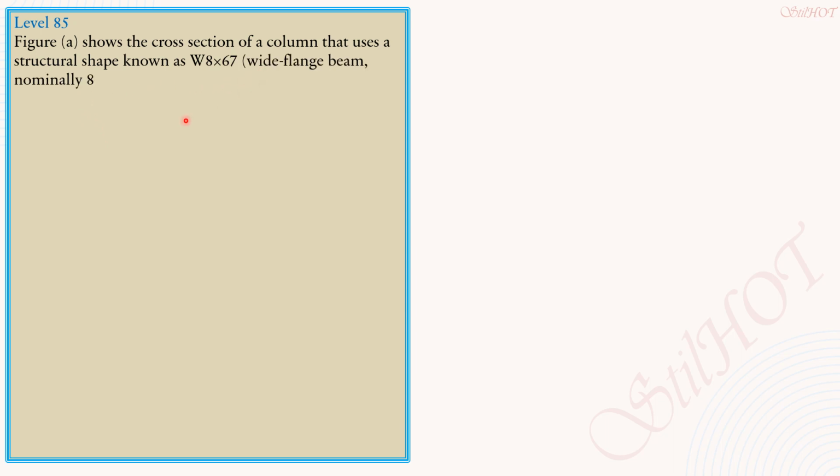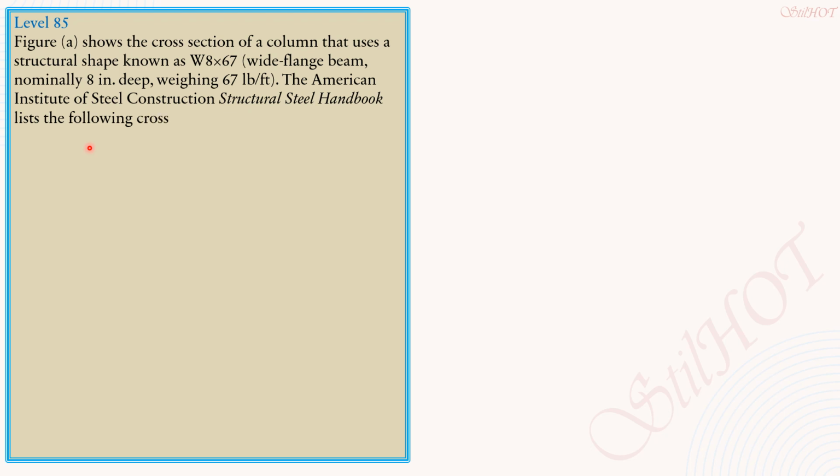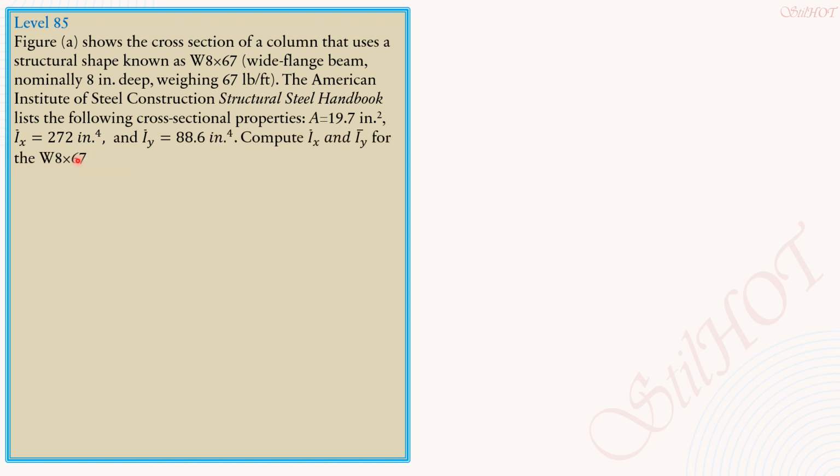Problem 85. Figure A shows the cross-section of a column that uses a structural shape known as W8 by 67, which is a wide flange beam nominally 8 inches deep, weighing 67 pounds. The American Institute of Steel Construction, or the AISC, Structural Steel Handbook, lists the following cross-sectional properties: area 19.7 square inches, I bar x 272 inches to the fourth, and moment of inertia with respect to the centroidal y-axis is 88.6 inches to the fourth.